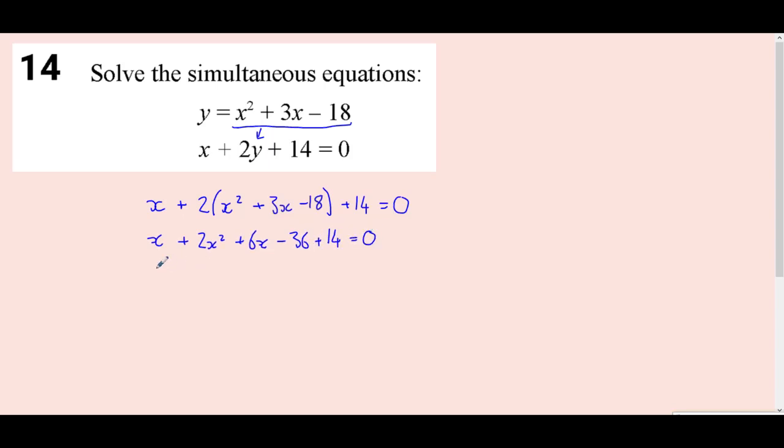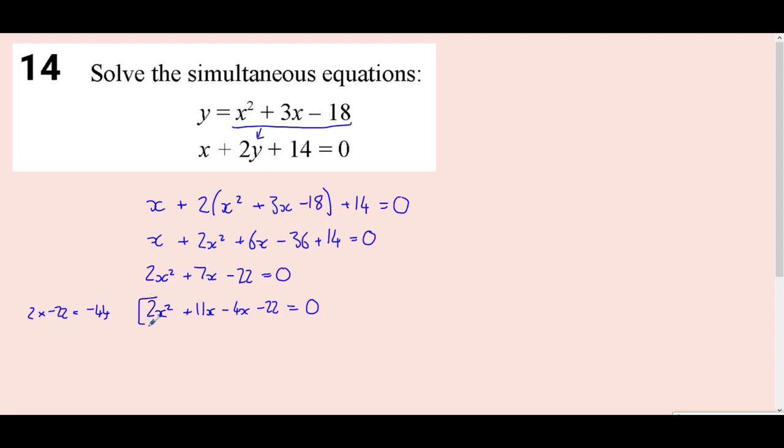If we then simplify that, we get 2x squared, add 7x, subtract 22 equals 0. I want to factorize this, so I've got 2 and -22, so 2 times -22 equals -44. I'm looking for a pair of numbers that multiply to make -44, but that add to make +7. Well, that's going to be +11 and -4. So I'll have add 11x, subtract 4x, subtract 22 equals 0.